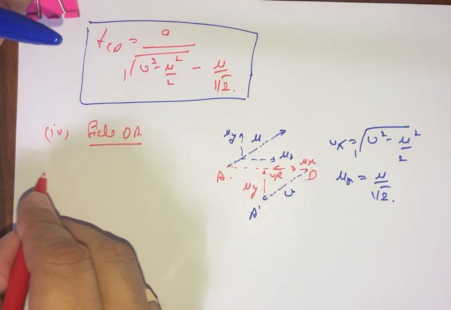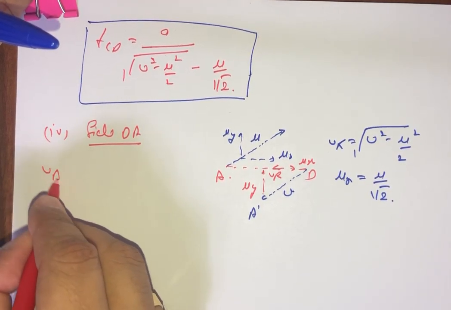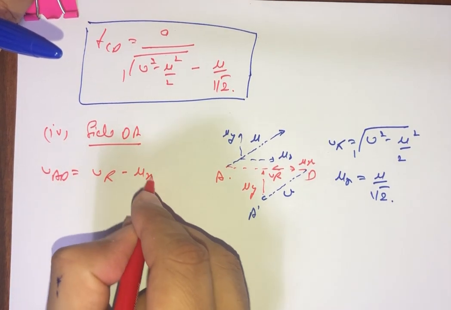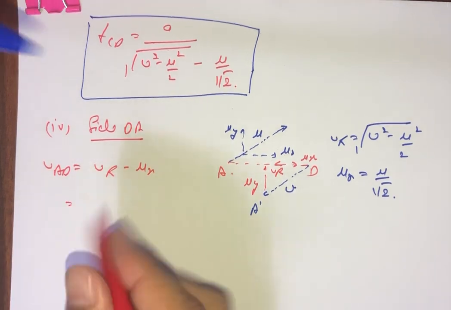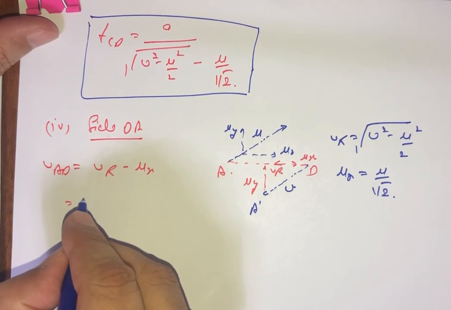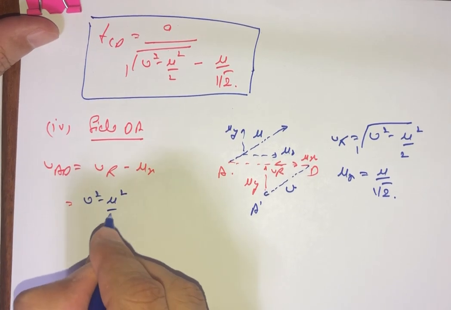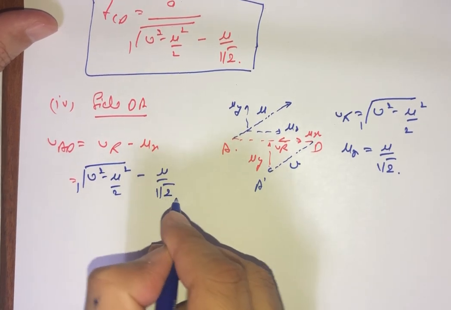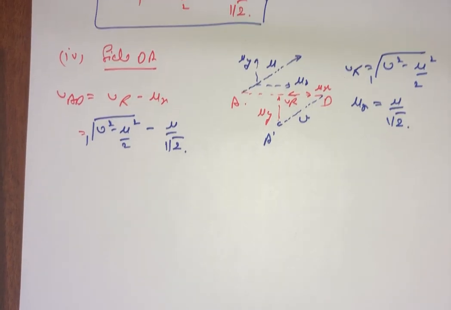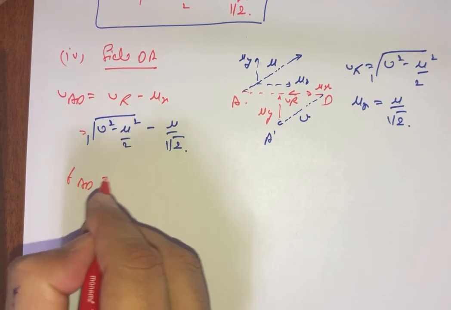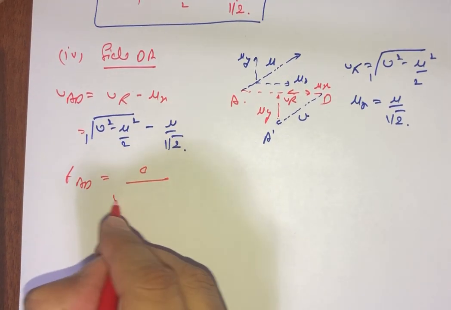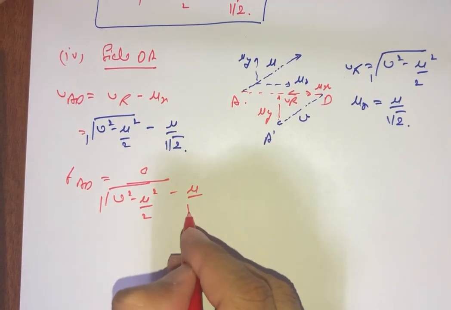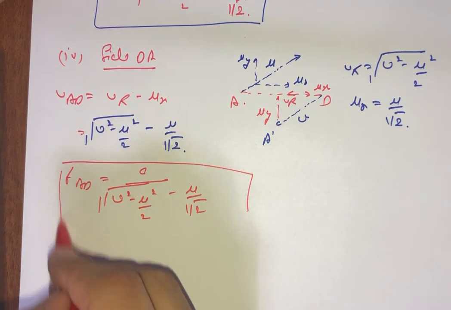So velocity along AD, that is VAD, will be equal to VR minus UX, both are in opposite direction. VR we already know is given as square root of (v square minus u square divided by 2), minus UX, which is given as u divided by square root of 2. So time TAD will be equal to A divided by square root of (v square minus u square divided by 2) minus u divided by square root of 2. So this is the fourth time.